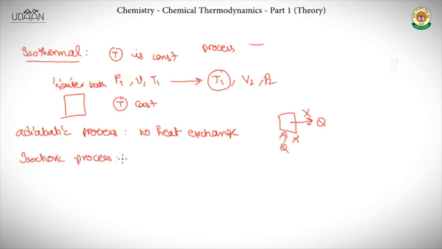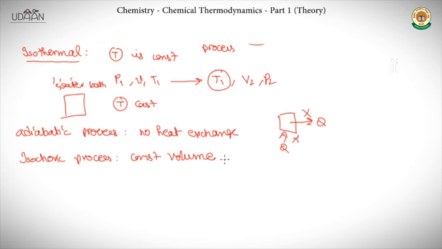Now the third one, isochoric process. Suppose that we are changing the state of the system from one state to another by maintaining a constant volume. We call it an isochoric process. It is at constant volume.